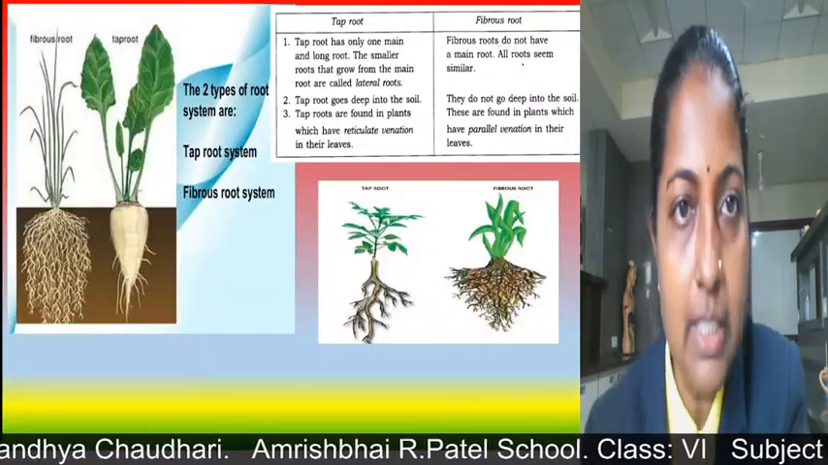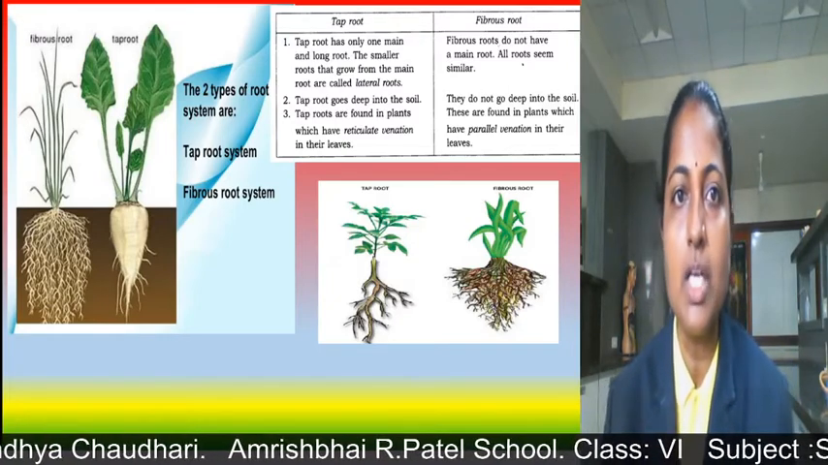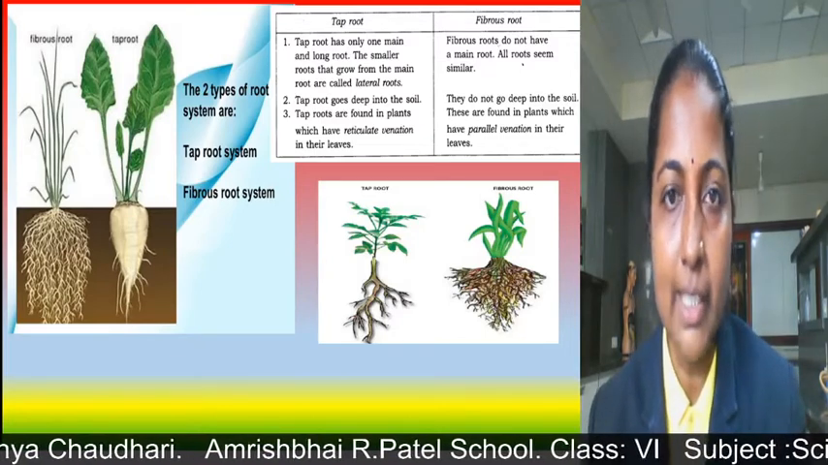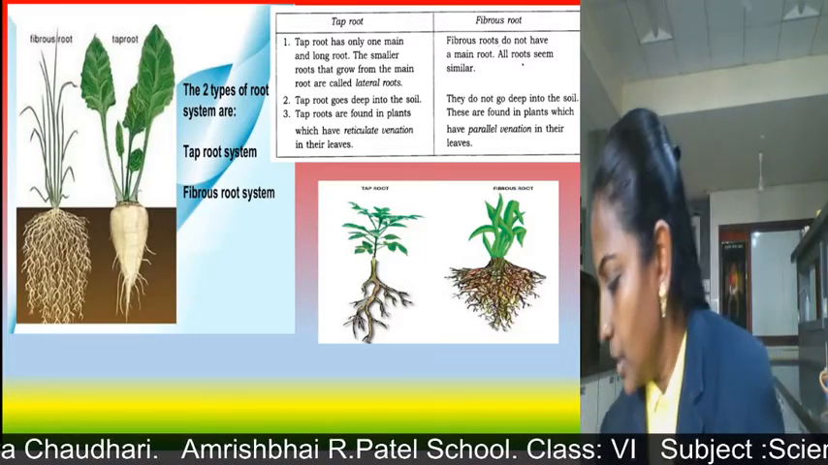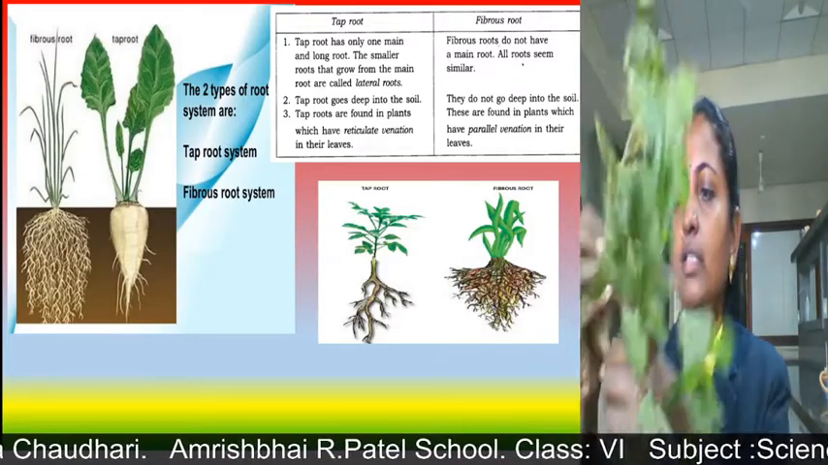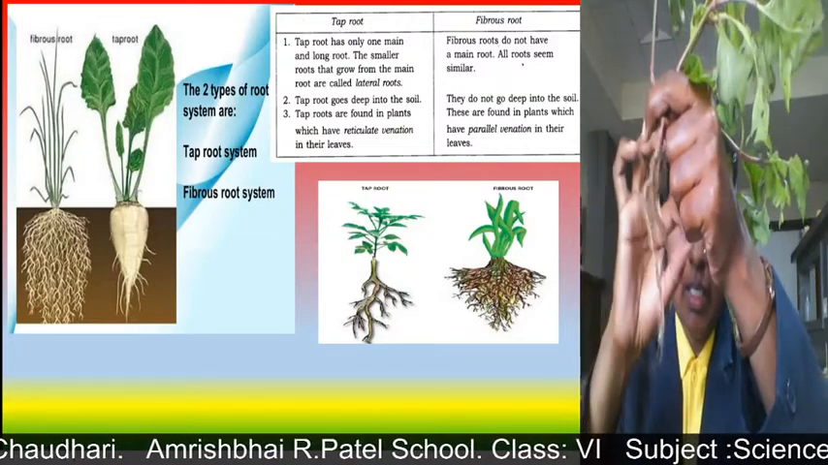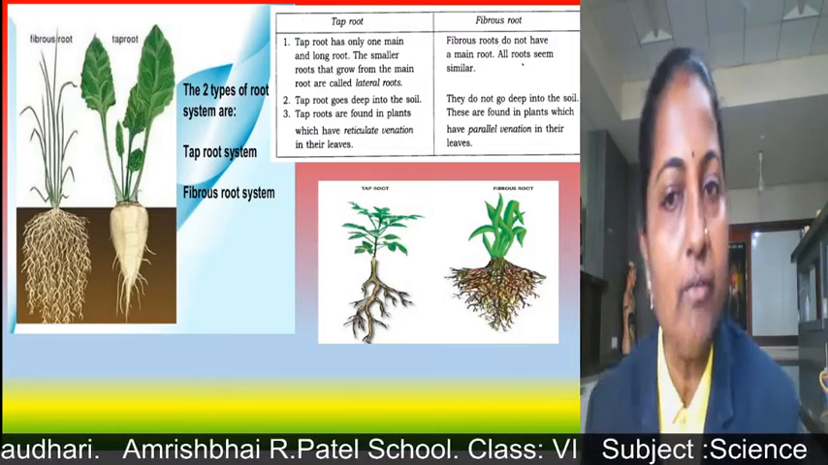Now we will see the difference. As we have seen, there are two types of root, that is taproot and fibrous root. So taproot has only one main root, one main and long root. The smaller roots that grow from the main root are called lateral roots. Here we have seen this is one main root and some branches are there that are lateral roots. But fibrous root does not have a main root.